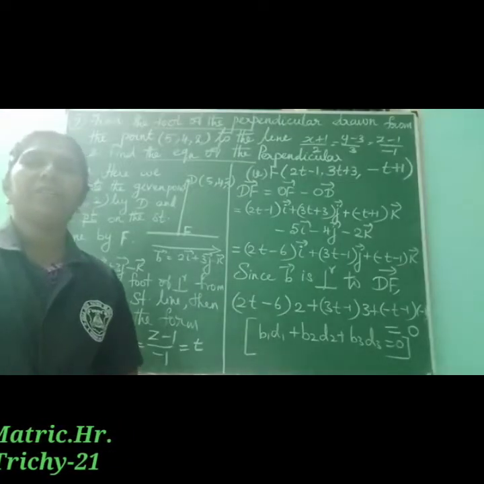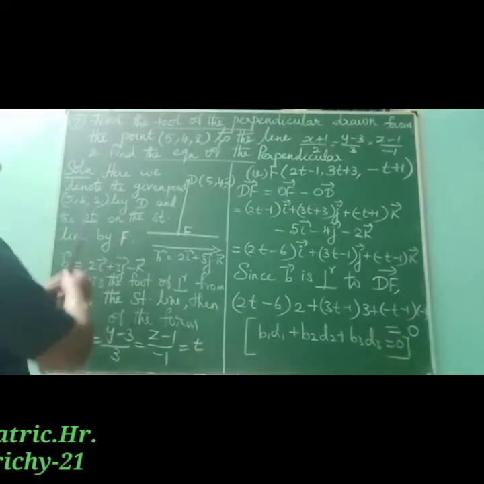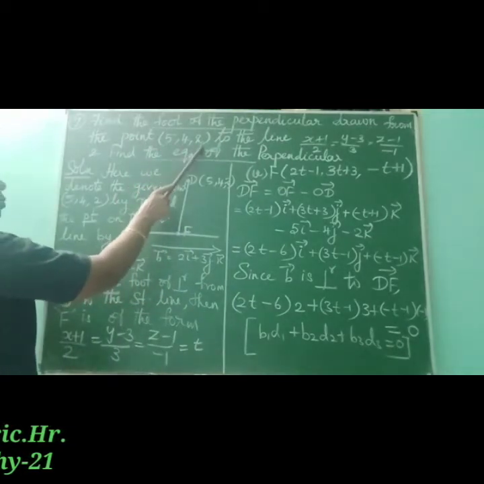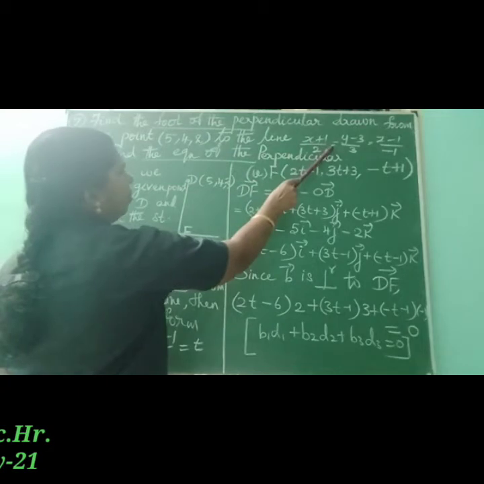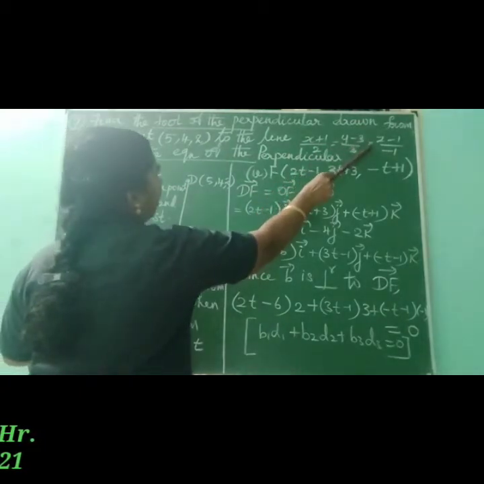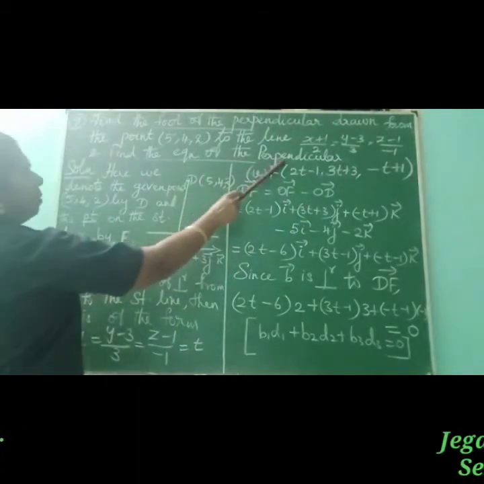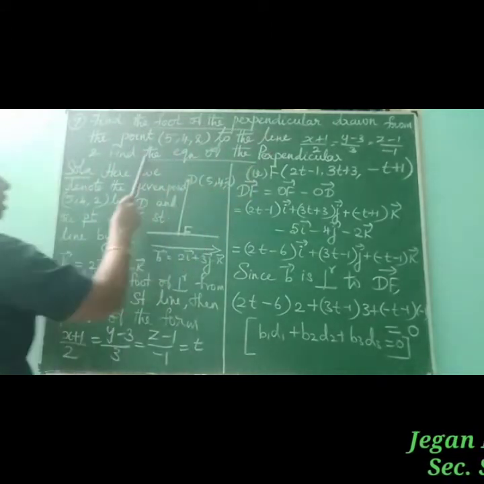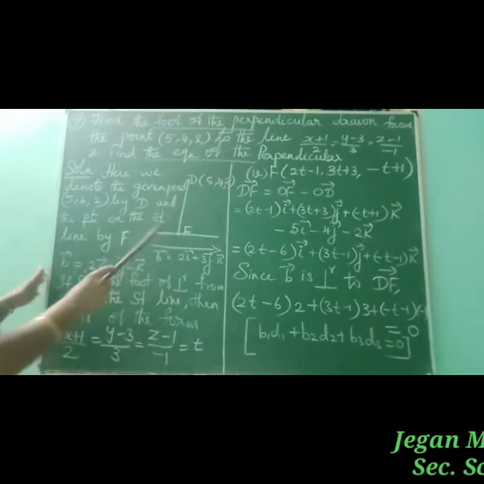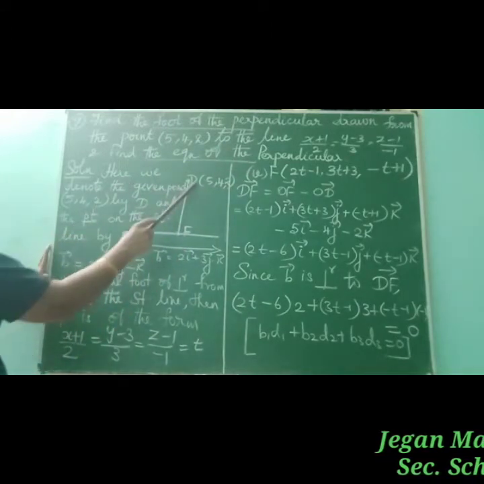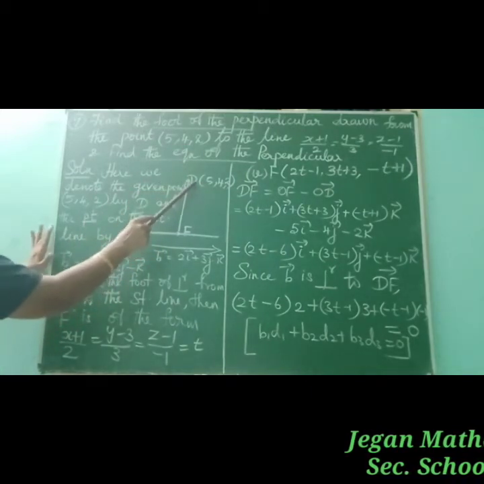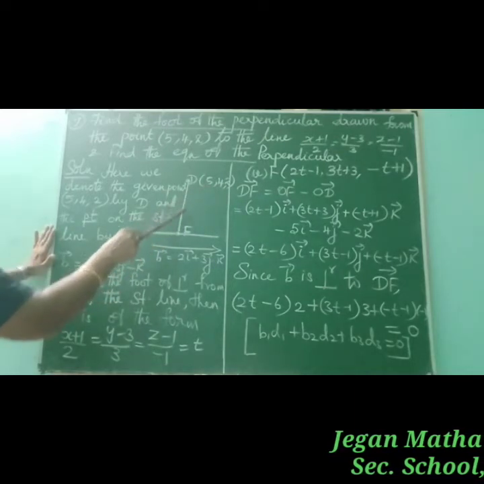Now let us solve another sum. The question is: find the foot of the perpendicular drawn from the point (5,4,2) to the line (x plus 1) by 2 equal to (y minus 3) by 3 equal to (z minus 1) by 1, and find the equation of the perpendicular. So the first part we have to find the foot of the perpendicular, then we have to find the equation of the perpendicular. So we are considering the point D as (5,4,2). Denote the given point as D, (5,4,2), and the point on the straight line.